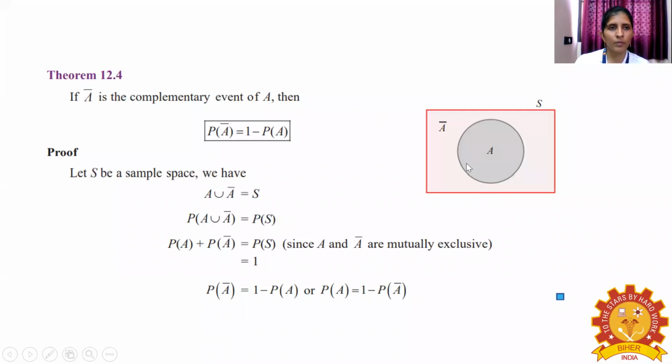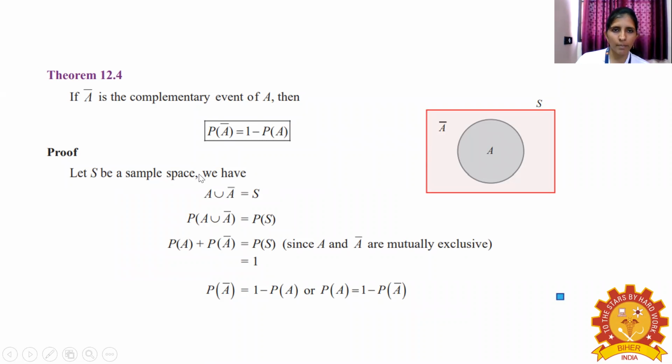The next theorem would be: if A bar is the complementary event of A, then P of A bar is equal to 1 minus P of A. As you can see in this particular figure, this is the sample space S, and in it we have a particular event A. Those events which do not belong to this particular set A are said to be the complementary event A bar. So let us see the proof.